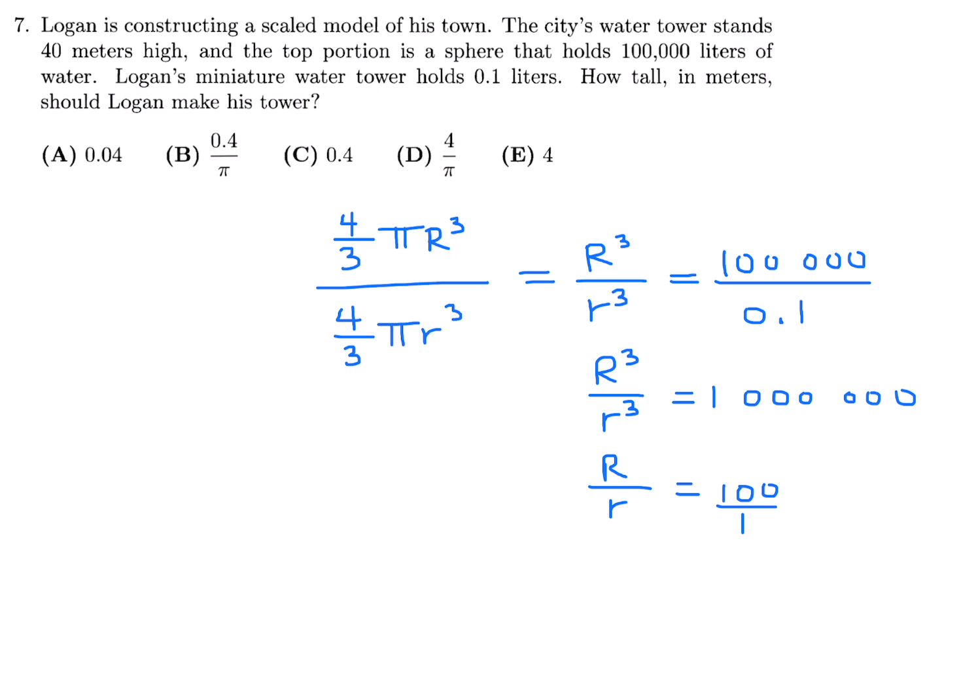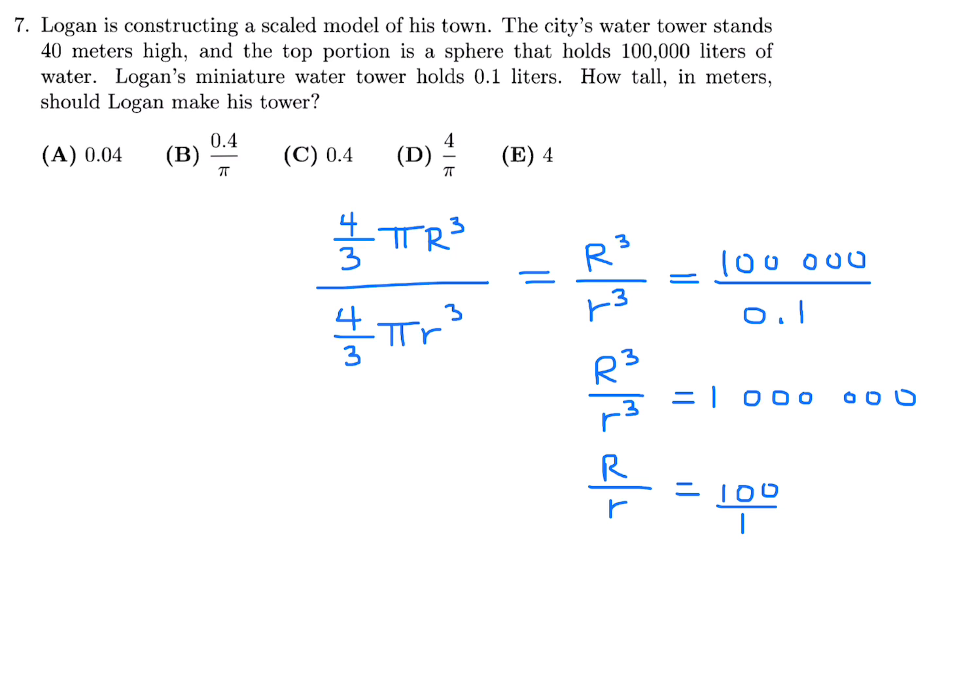Because remember, you can't compare 100,000 to 0.1 because those are volumes. We want a comparison that involves a linear distance, such as the height or the radius. And that's why this has to be done this way. So our linear comparison is 100 to 1.